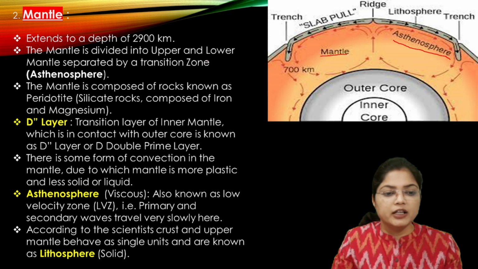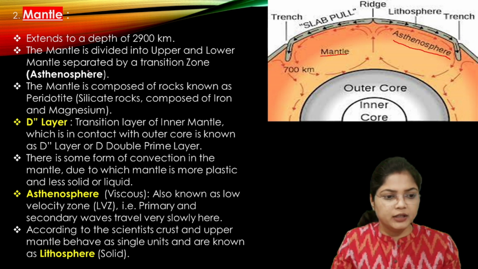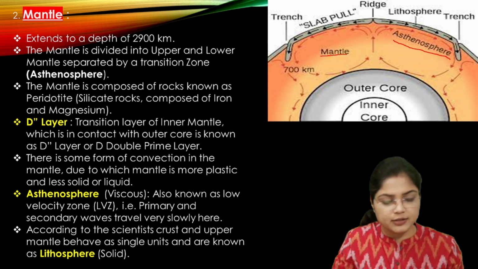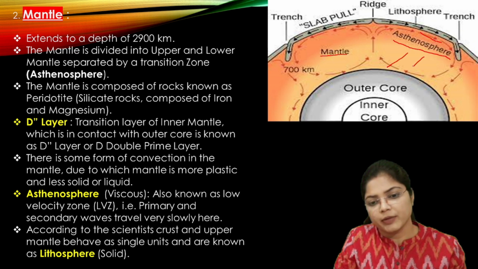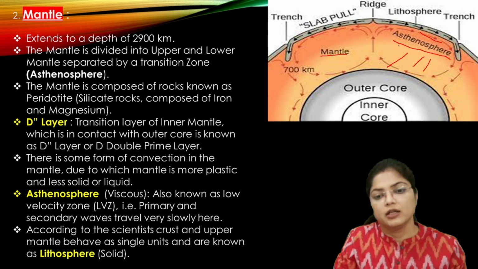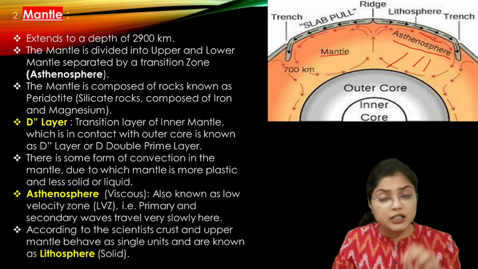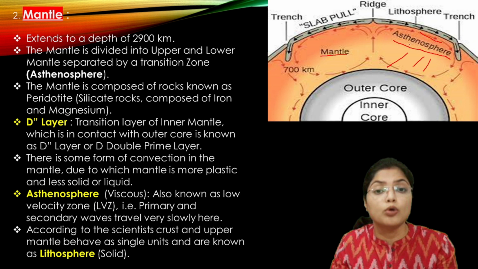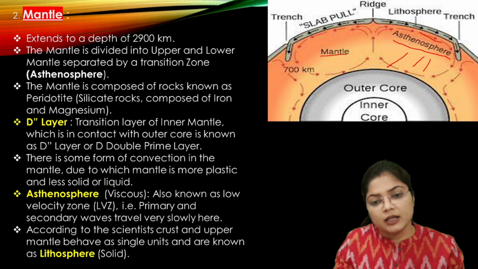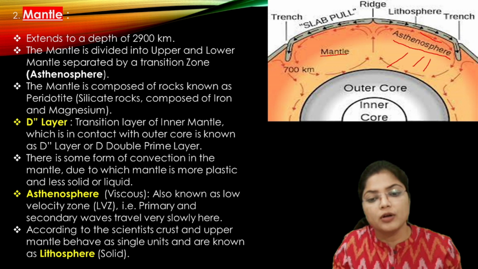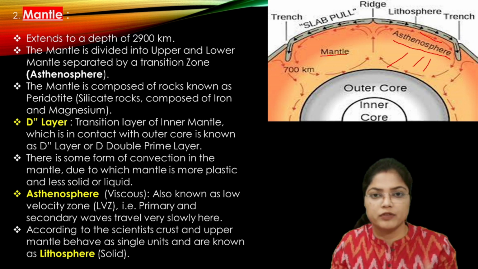So the mantle is divided into upper and lower mantle separated by a transition zone, asthenosphere. Here you can see it's asthenosphere. This is upper mantle and this is lower mantle. And they are separated by a viscous and weak layer known as the asthenosphere. This asthenosphere is very viscous, due to which it is known as low velocity zone, because when the seismic waves like P waves and S waves pass through it, their velocity decreases because of its viscous fluid nature.